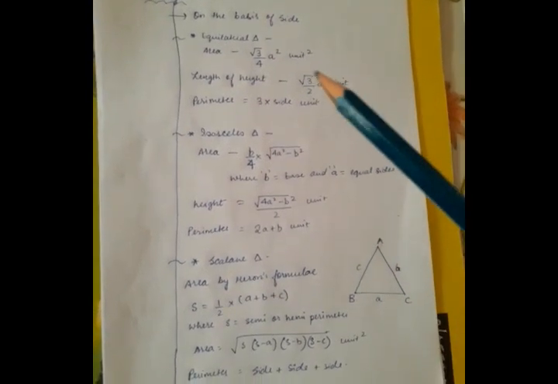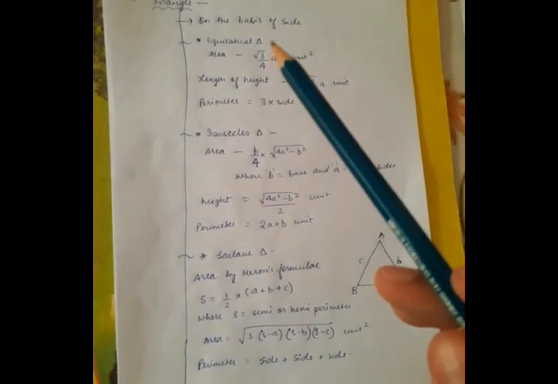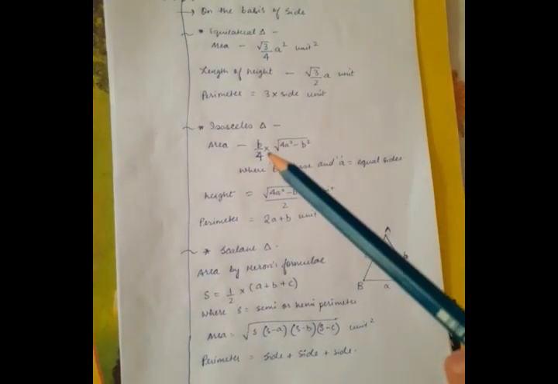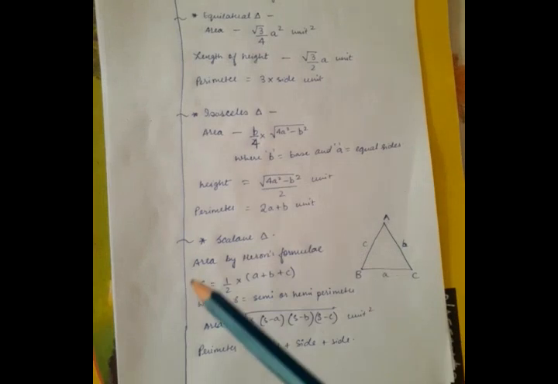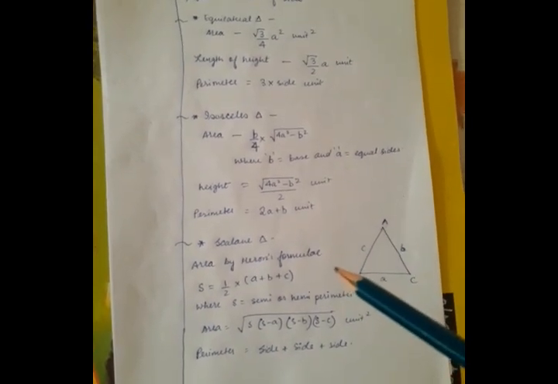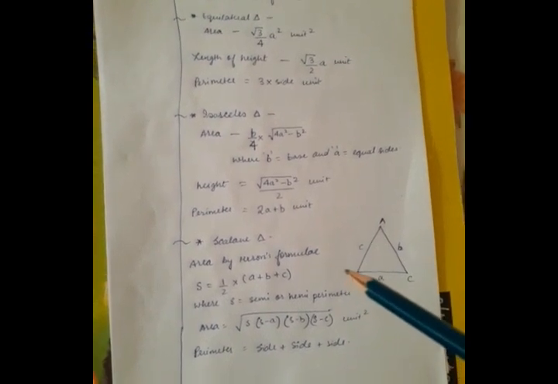And on the basis of side, you could see on the screen, that is equilateral triangle, isosceles triangle, and scalene triangle. Basically, the formulas of area, especially of isosceles and equilateral triangles, are deduced from Heron's formula, which is universal. Likewise, we know that the area of a triangle is half into base into height, we always get it clear.